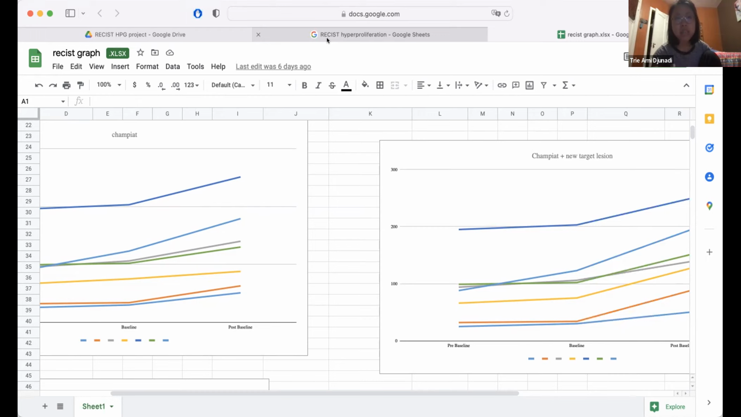But for iRECIST, for the new lesions, we need twice follow-up CT scans. So it will be another whole job for iRECIST, because they already made a new definition of progressive disease with iRECIST.